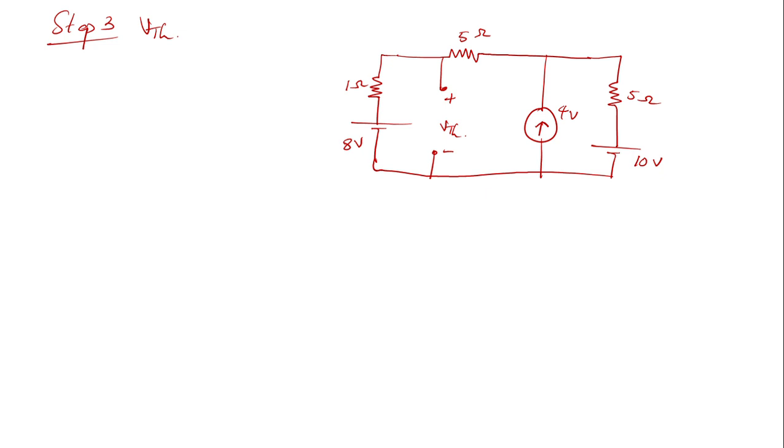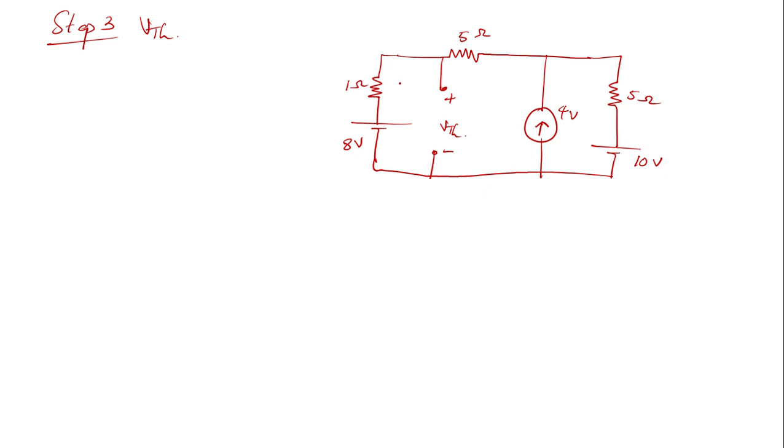So now you just try to look at this particular figure and see how many loops are there. In order to find out VTH, always the first step that we do is to apply the mesh analysis, and you just look at the figure over here. You can see that there are two meshes in this circuit.